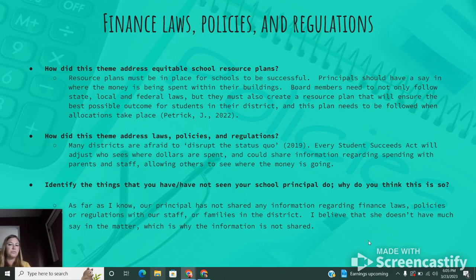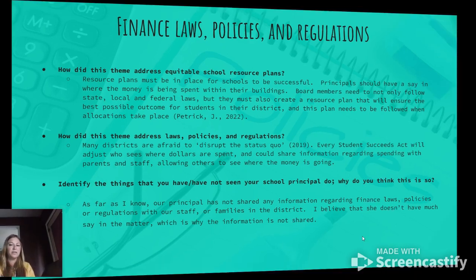Identify the things that you have or have not seen your school principal do. As far as I know, our principal has not shared any information regarding finance, laws, policies, or regulations with our staff or families in the district. I do have children in the school and I have no idea where the money is being spent. I believe that she doesn't have much say in the matter, which is why the information is not shared.